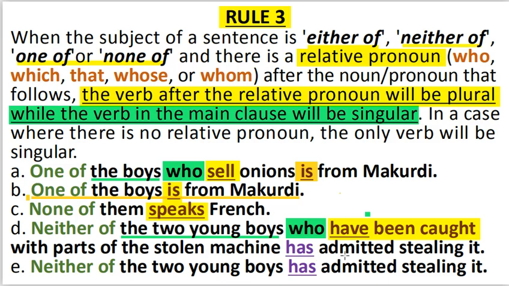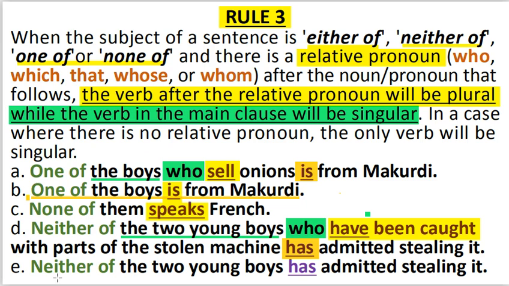Now we are at the place of the second verb, has, H-A-S. The second verb is going to be in the singular form, has admitted stealing it. Neither of the two young boys who have been caught with parts of the stolen machine has admitted stealing it.